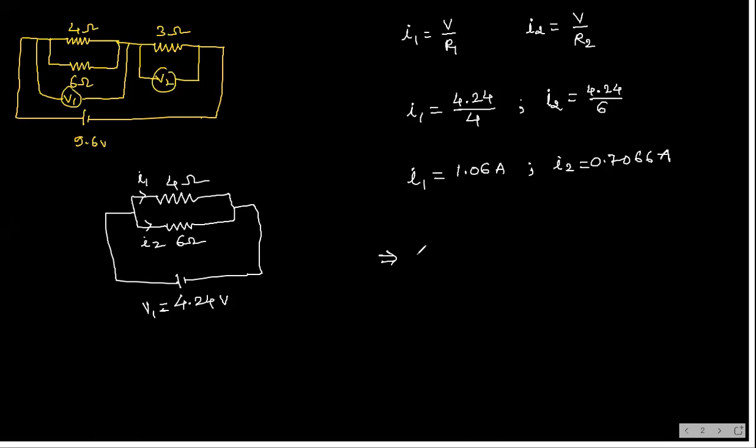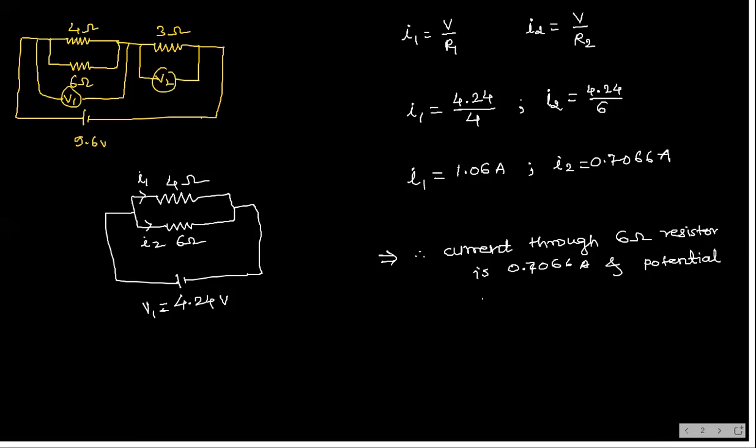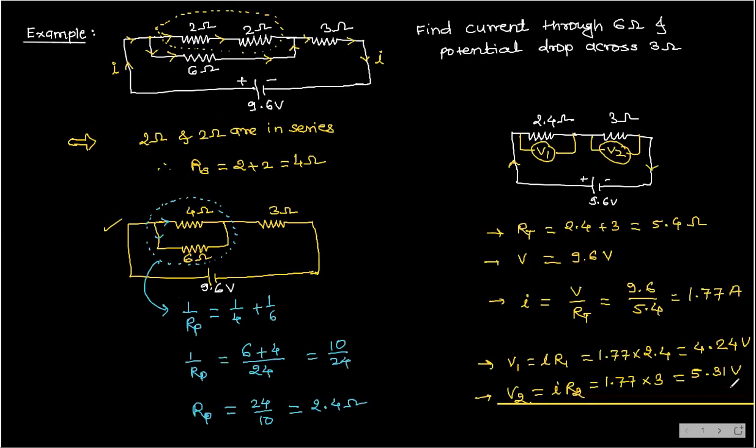And now the final answer is what? Therefore, the current through the 6 ohm resistor is how much? 0.7066 ampere. And the potential drop across which resistor? 3 ohm.